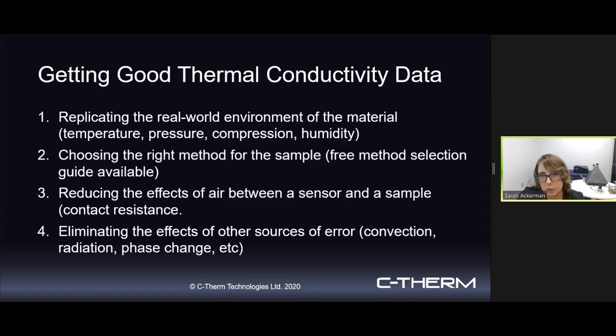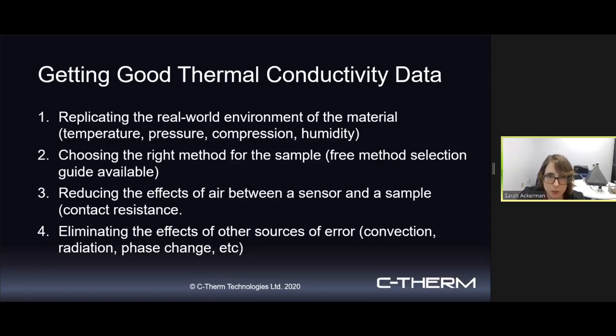The third part of getting good quality thermal conductivity data is in reducing the effects of air between a sensor and a sample material. This is especially important in the case of solid samples. The effects of contact resistance, especially for higher conductivity materials like metals, can be a very significant source of error. So it's very important to make sure you're addressing thermal contact resistance when you select your method and your test design.